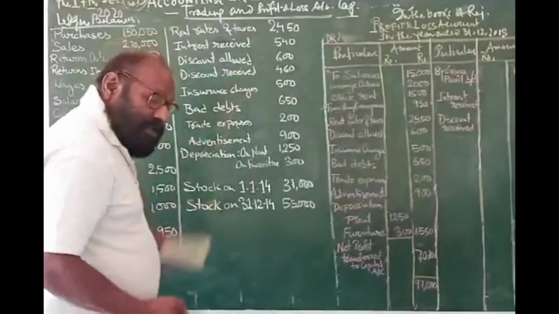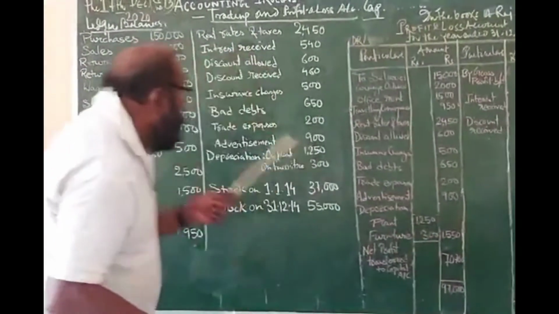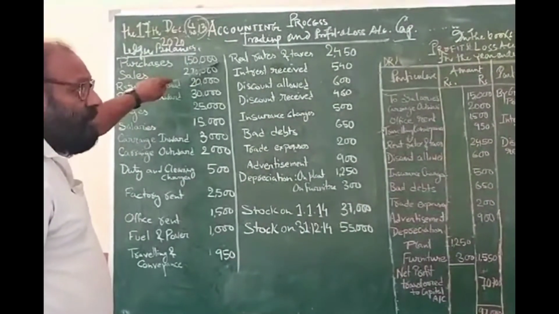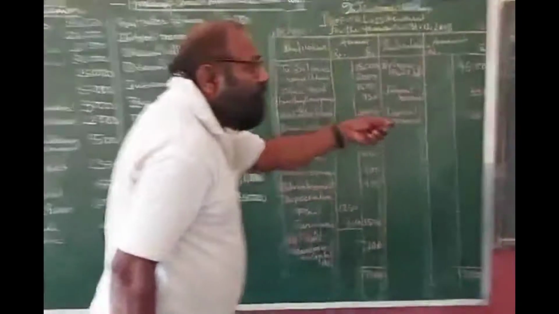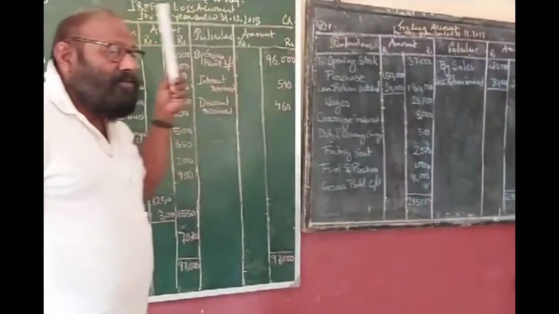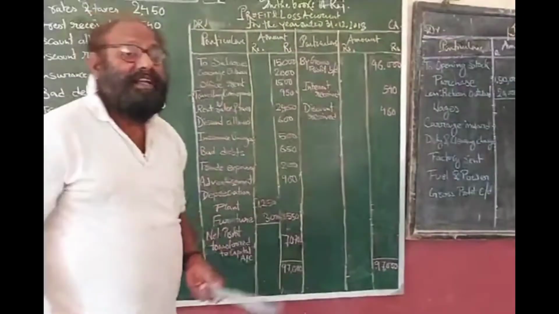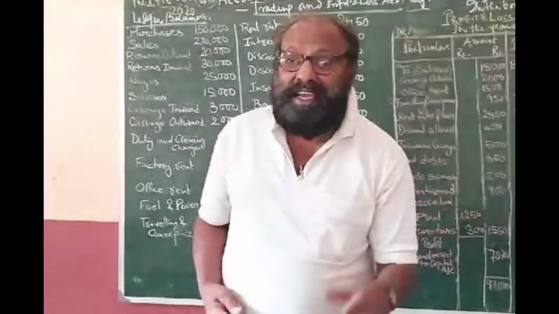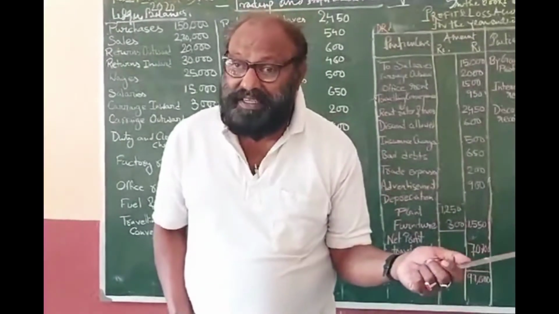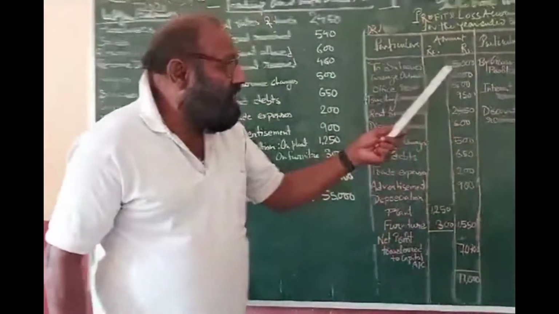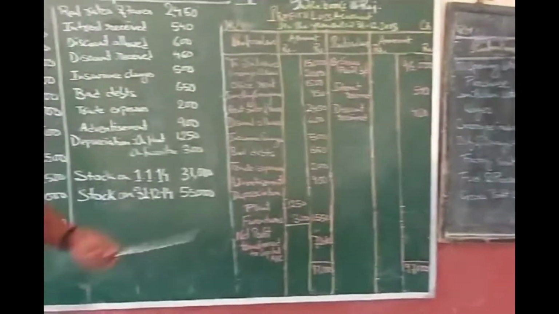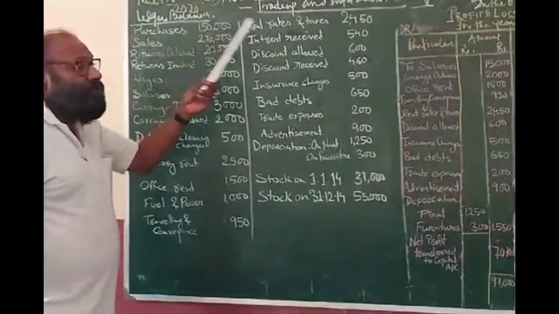Now take it, you see what is happening. We have purchase. How much? Purchase is 1,50,000. We have prepared simultaneously both the trading account and profit and loss account. What items go to the trading account? Purchase related expenses. And administrative and sales related expenses go to the profit and loss account. Now you see, we have purchase of 1,50,000. It will go to the trading account.